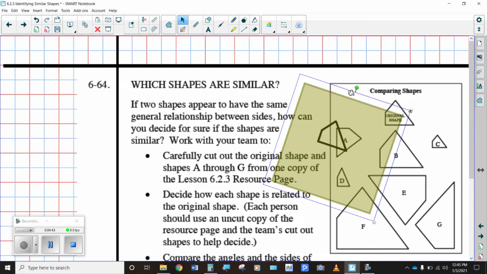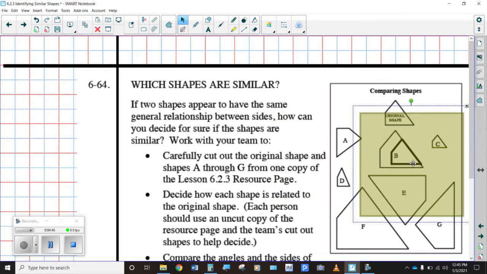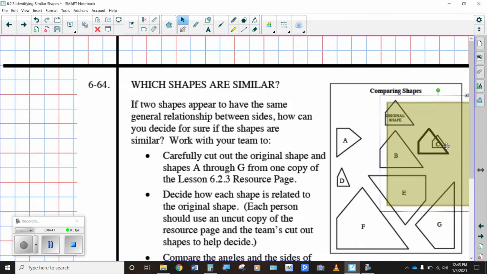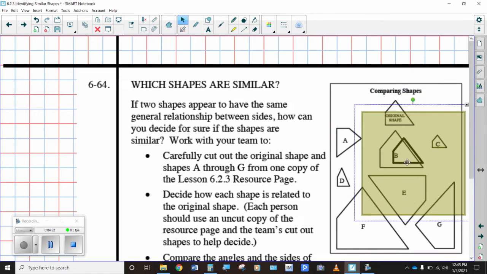We already determined B was the same shape. Now let's look at C. Do we get the angles matching up perfectly? Yes, they do. So C, A, B, and C are all similar.